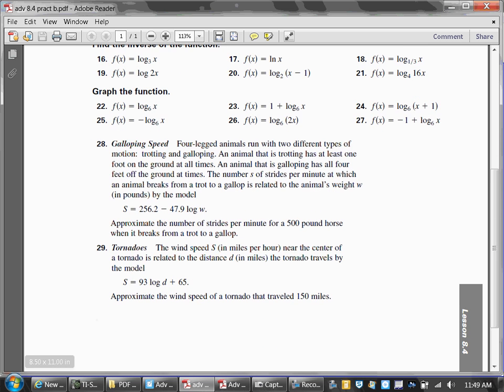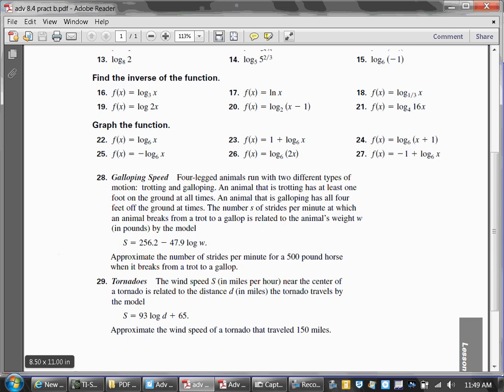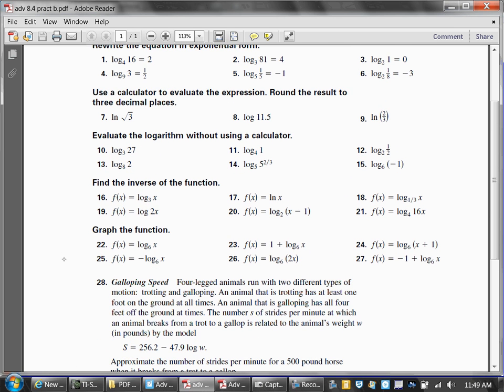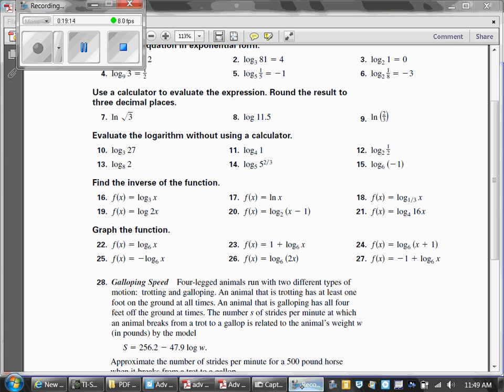I'll have you do the graphs. That's about it. Even the inverse stuff, it just kind of gets to be whatever. So we'll go through a handful of them. We'll get that back to you. You're good.